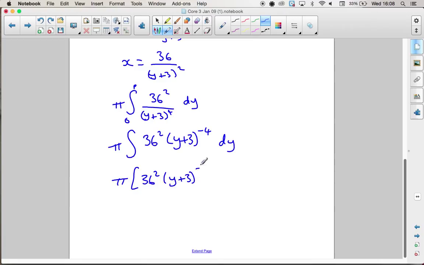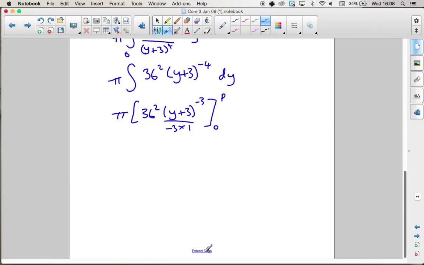But I'm going to add 1 to the power, which is going to give me negative 3. I'm going to divide by that power. I would divide by the coefficient of y as well, but that's 1 in this case. So you can write it on, but obviously that's just still going to be negative 3 on the bottom there. And that's between y equals 0 and y equals p.